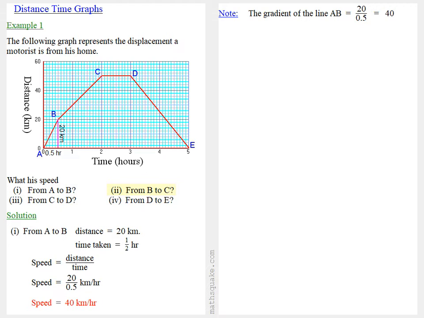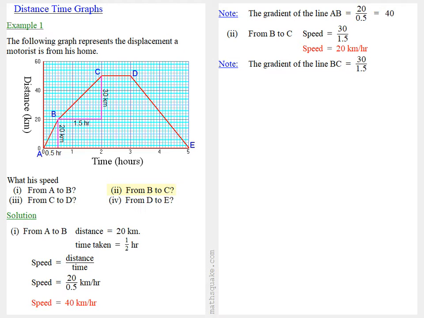Now in part 2 we're asked to find the speed going from B to C. Well, B is a distance of 20 kilometers and C is a distance of 50 kilometers. So that's a distance of 30 kilometers. And the time is from half an hour to 2 hours, so that's an hour and a half. So, going from B to C, the speed is 30 over 1.5, which is 20. So the speed is 20 kilometers per hour.